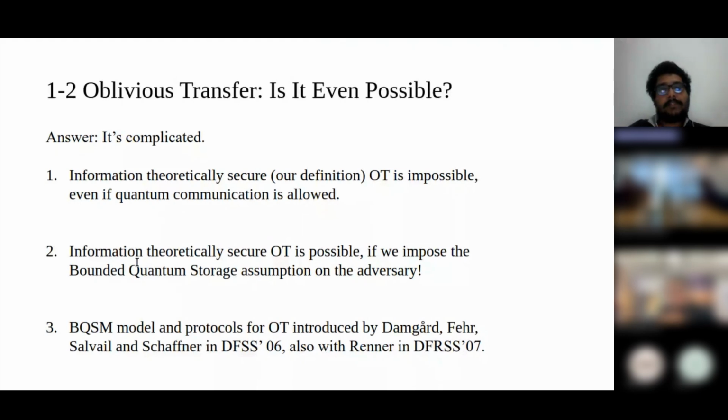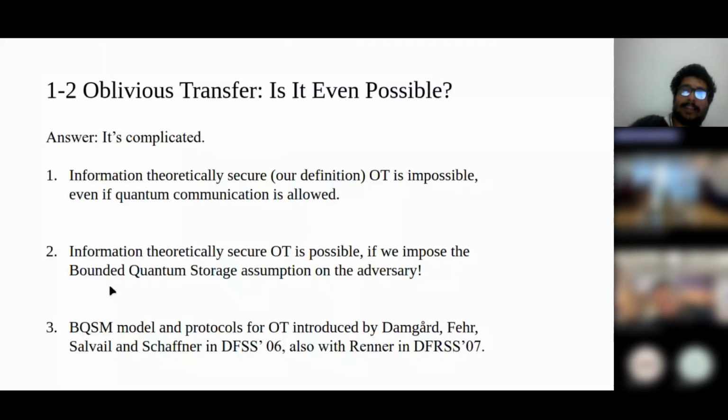And it turns out that if you have this assumption, then information theoretically secure OT suddenly becomes possible. But this is still device dependent, right? This is still device dependent, trusting the quantum device. Yes, absolutely. This is still device dependent.